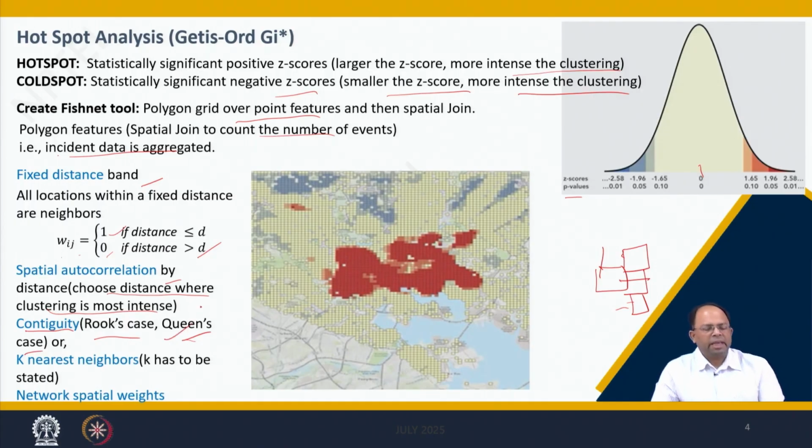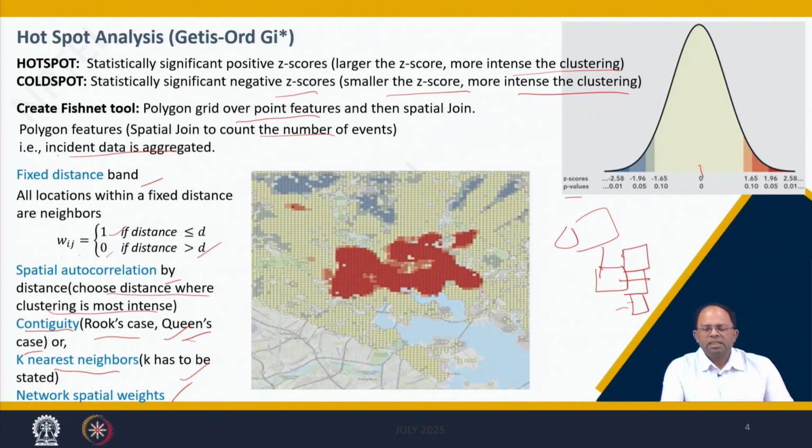Then it could be based on the k nearest neighbors, that is the k value, the k cells which are near within that particular distance, those would be considered. Sometimes this could be not a regular cell, right? So this could be a ward boundary. In that case, whichever are the k nearest neighbors, those would be considered. Then there are network spatial weights, that means we can measure the distance in different other ways as well.